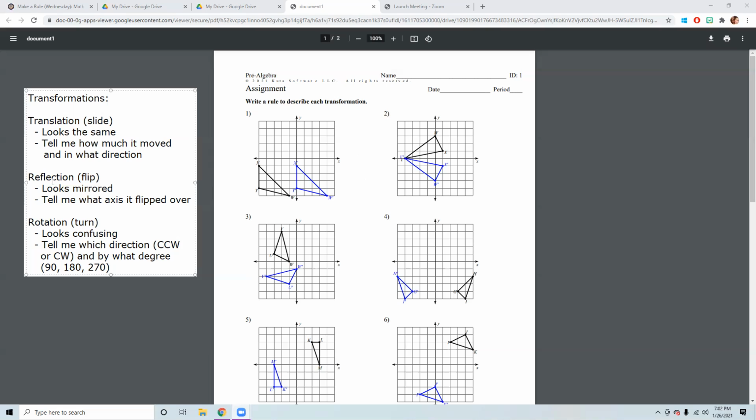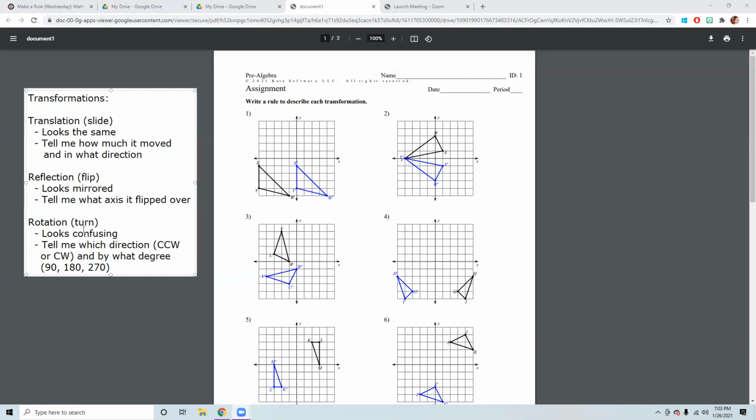For a reflection, you're going to look for mirrored images. It kind of flips it over. So number 2 here would be a reflection because it's flipping over that axis there. And then the detail is just telling me which axis it flipped over. So this one would be flipped over the x-axis.